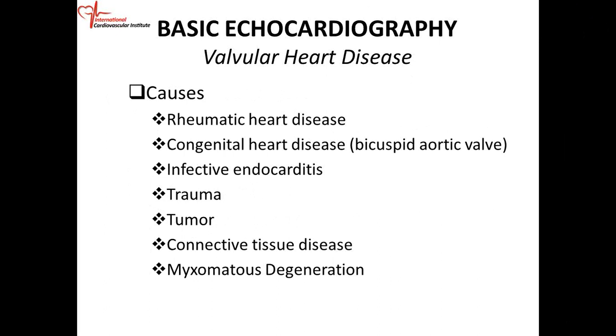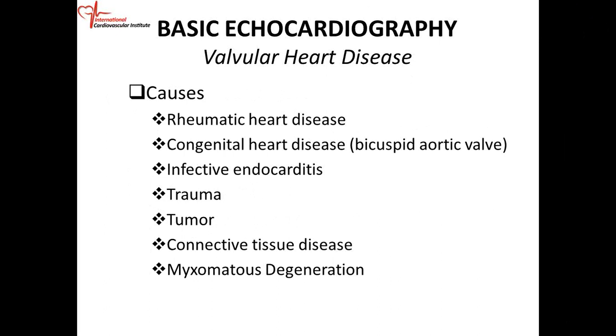Tumor. A myxoma. So a myxoma is a tumor in the heart, and the usual location is the atrial septum. So the tumor is attached to the atrial septum, and when the mitral valve opens, it tries to get out of the left atrium, and it can present like mitral stenosis and cause mitral regurgitation. So tumor can also present as valvular heart disease.